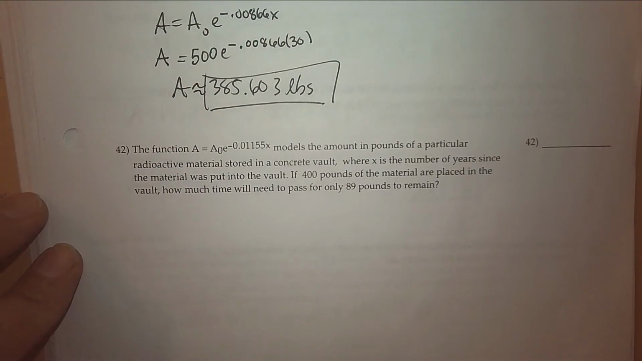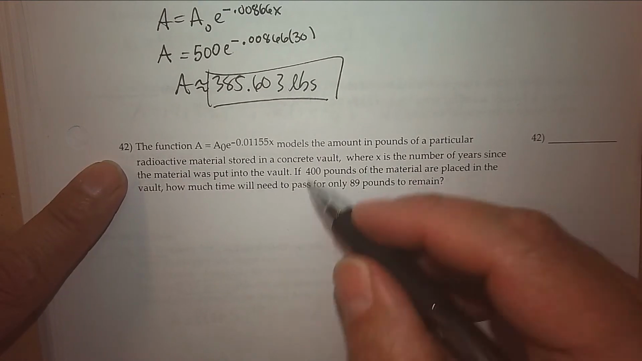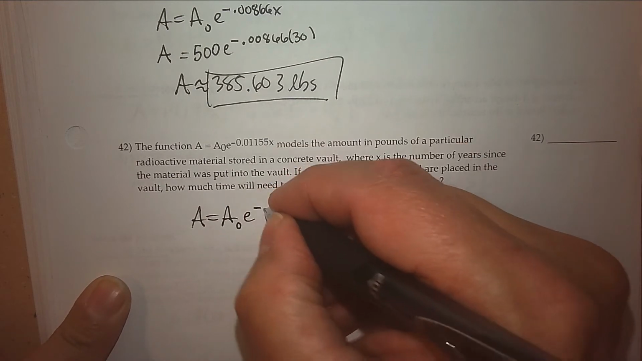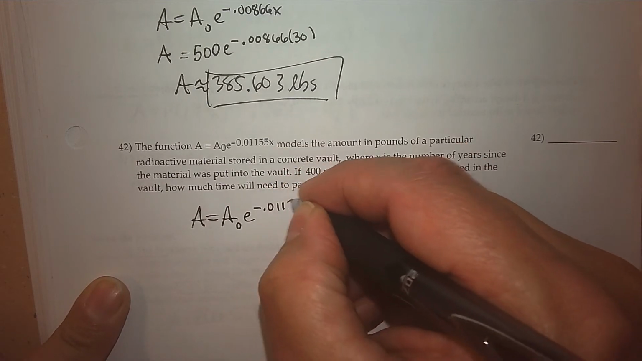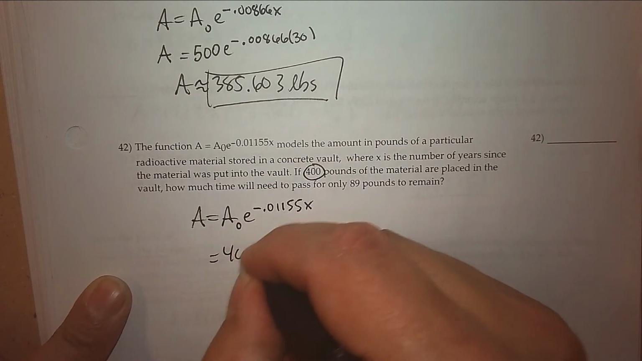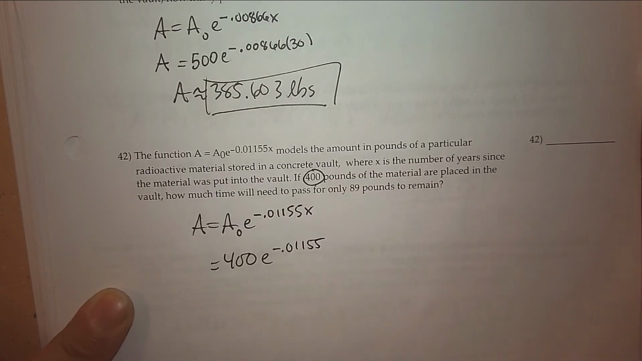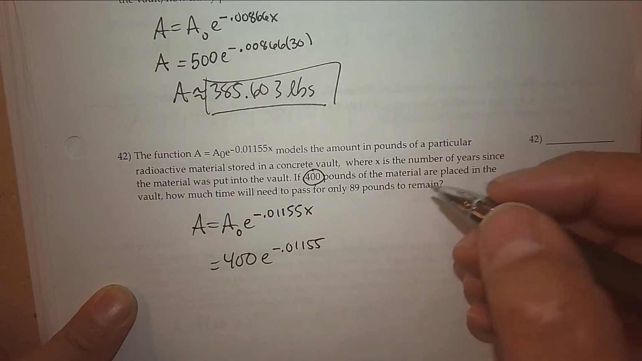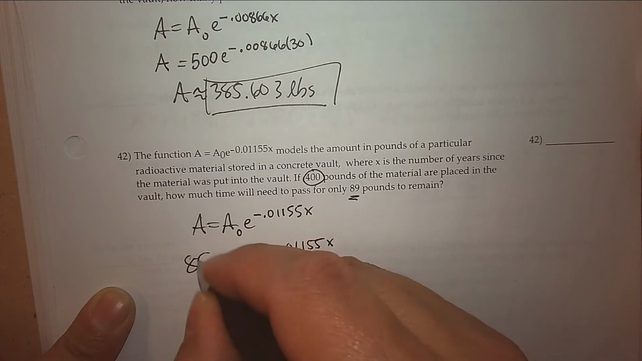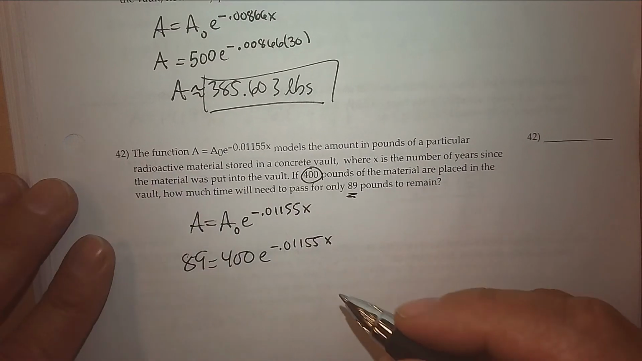42. You have another function, same idea, that models the amount of pounds, again in a concrete vault. So same kind of question, so I start and practice it over again. The decay rate's a little different. It asks the same thing. This time you start with 400 pounds, so that's the initial amount. And then it will ask something actually different. In this case it gives you the end amount, which is 89 pounds, and it says how much time. In this case, x represents the time.